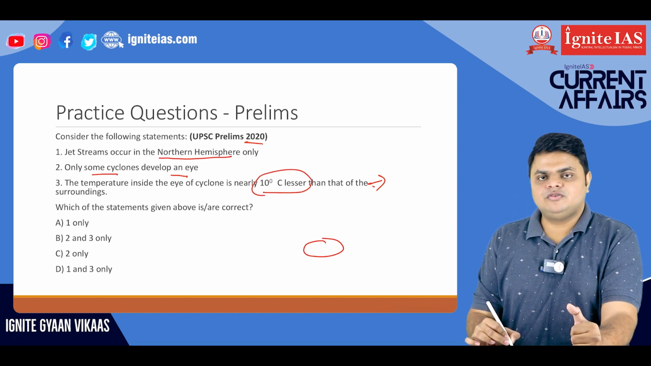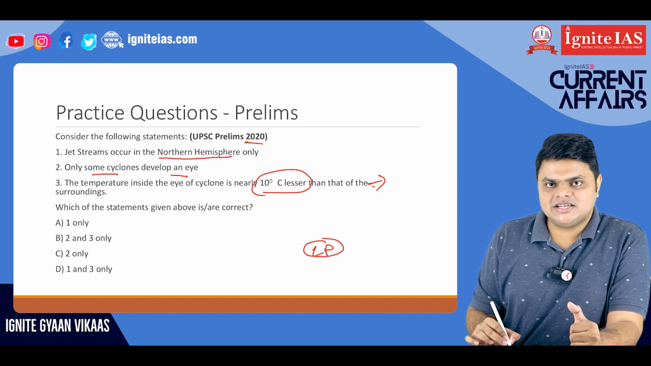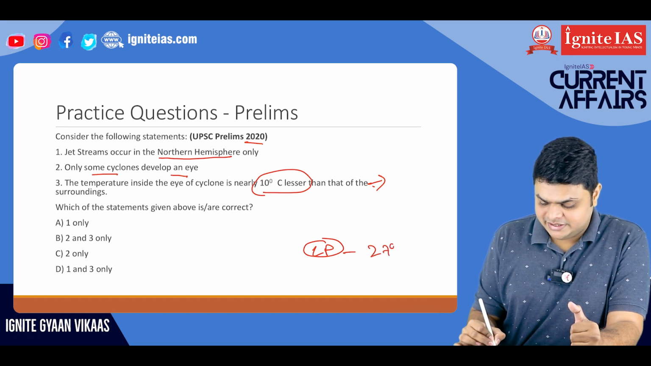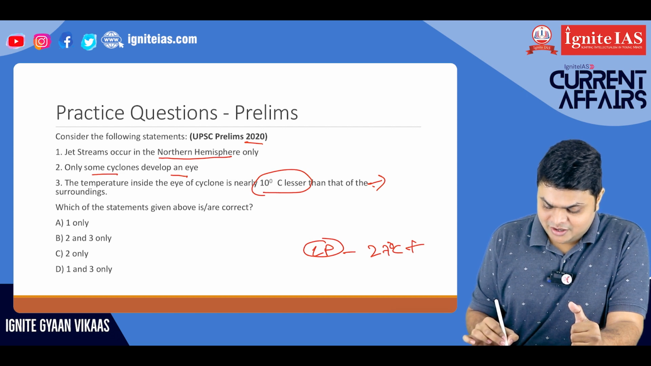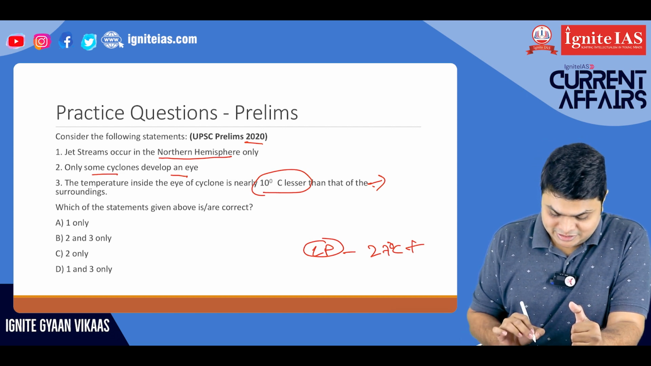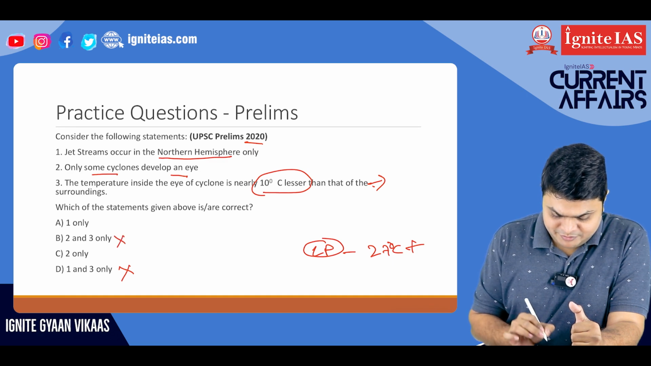But we have seen that to form a cyclone, the low pressure area should be there. And for low pressure, we need the temperature to be 27 degrees centigrade or higher. So basically, it is reverse. The temperature at the eye of the cyclone is actually higher. So the third statement is wrong, which means that B and D will be cancelled out.